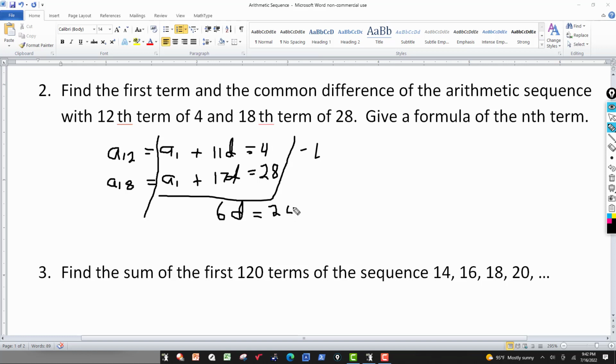Solve for D here. We have 6D is equal to 24. So D is equal to 4. So the common difference is D. That's part of what we're looking for. D is equal to 4.